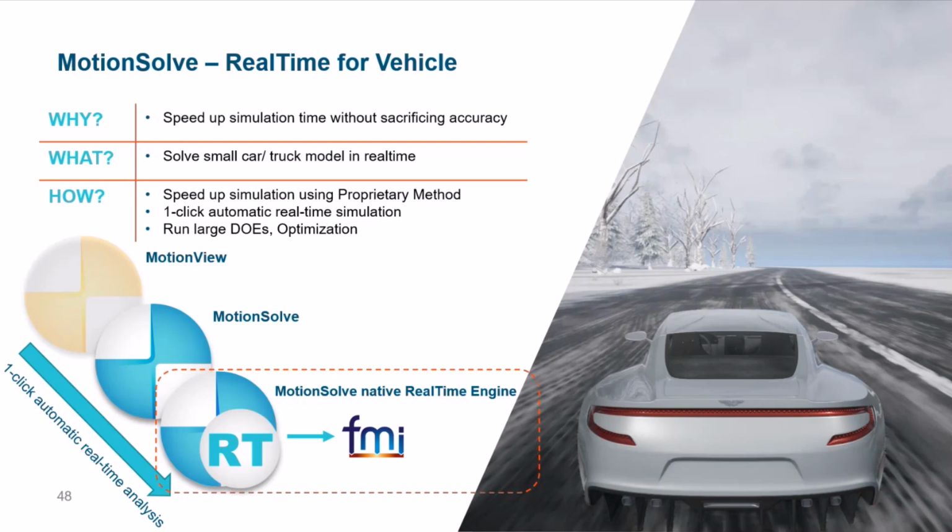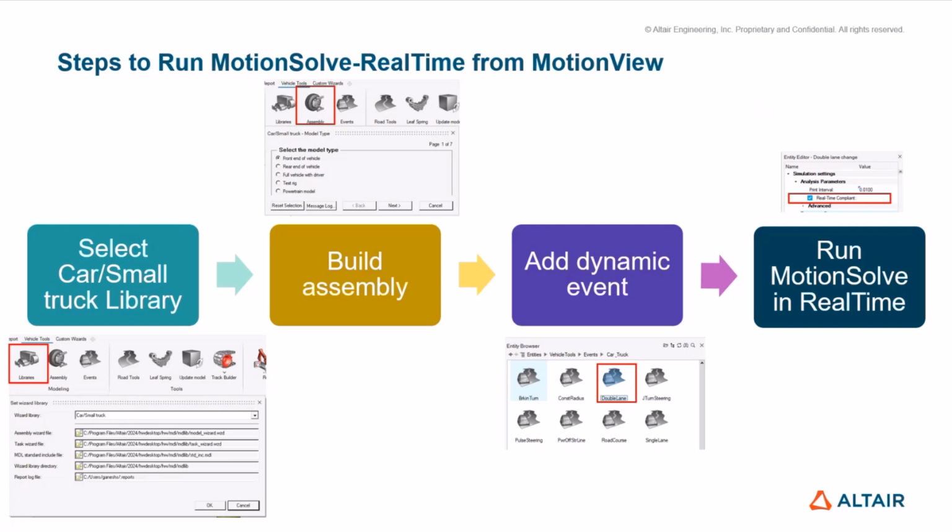This is meant only for a small car and truck for now. And this implementation is really simple for the user. The user has to just select one checkbox in Motion View. It's a one-click automation to convert the wizard model to a real-time model. And these are the steps to solve the model in Motion Solve real time.